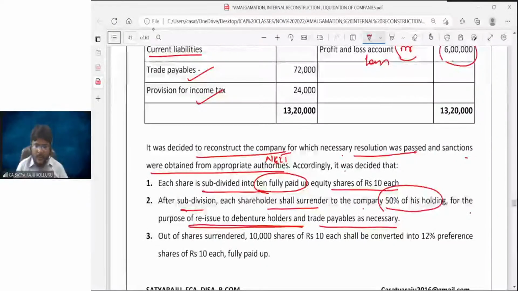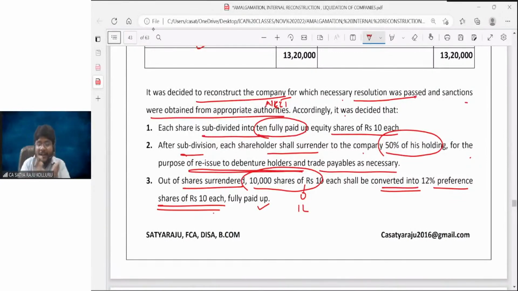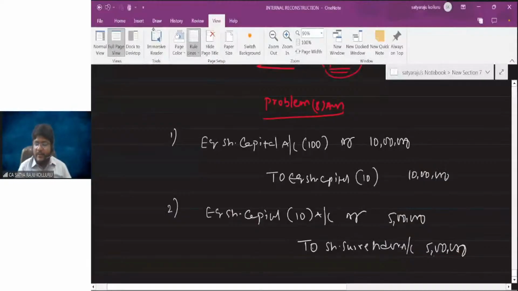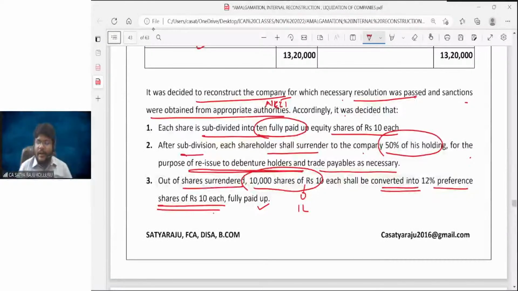Next. Out of share surrender, 10,000 shares of 10 each, that is 1 lakh, shall be converted into 12% preference shares of rupees 10 each fully paid up. Now in share surrender, which type of shares do we have? Equity shares. Now out of the 5 lakhs worth of equity shares, to the extent of 1 lakh, we are converting in the form of preference shares. Sir, for such a thing, no need to write any journal entry.